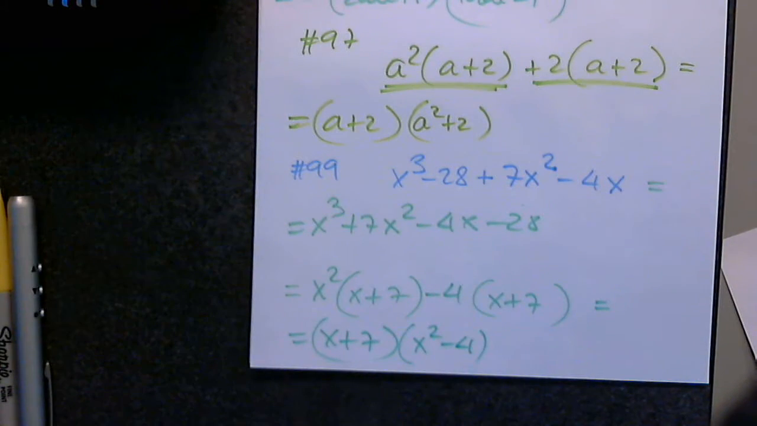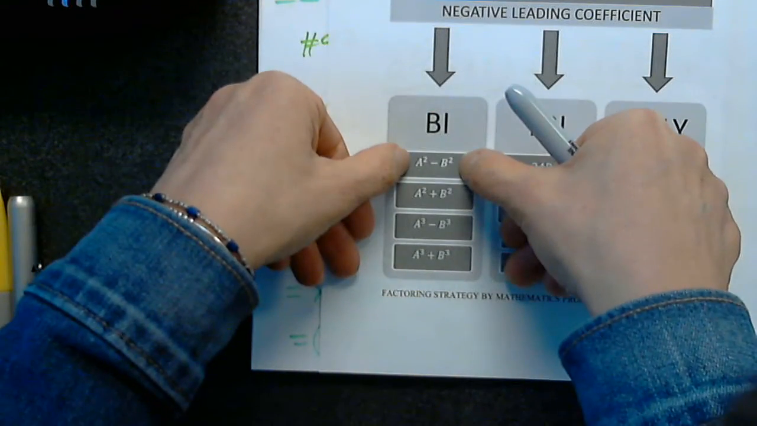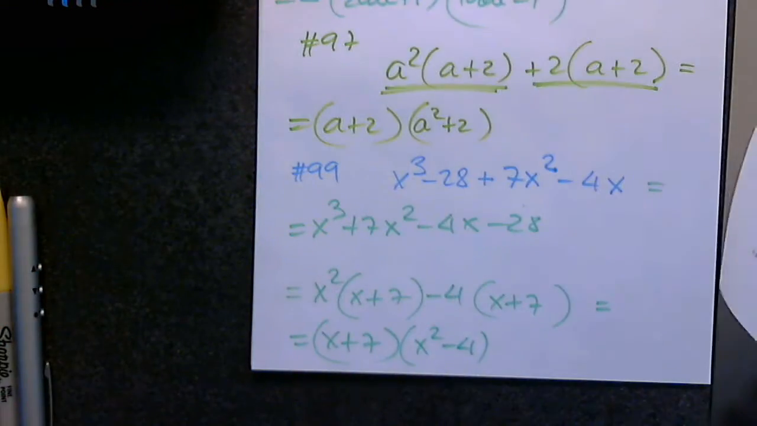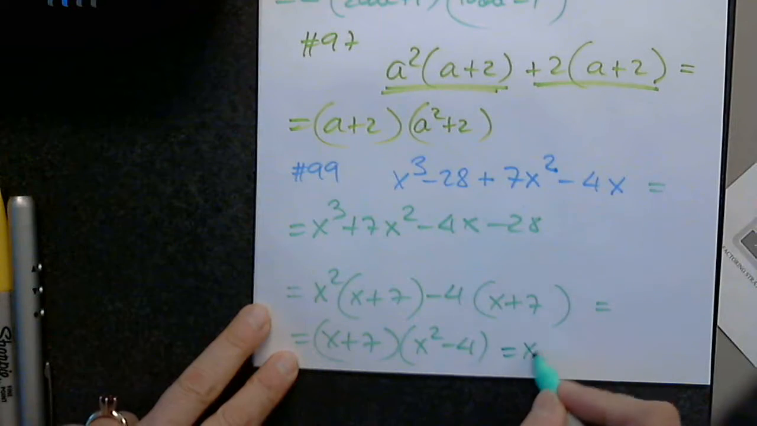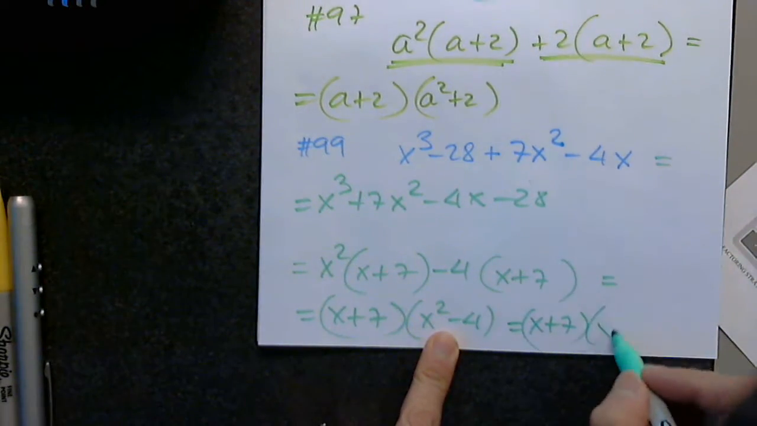Now I have an x squared minus 4, which is a binomial. And I have to think in terms of the strategy for binomials. There are 2 with a difference: one is a difference of squares, the other one is a difference of cubes. Is any of those applicable here? Yes. X squared minus 4. Because 4 is 2 squared, and x squared is x times x. Right. So then I have x plus 7, and then x minus 2 and x plus 2.